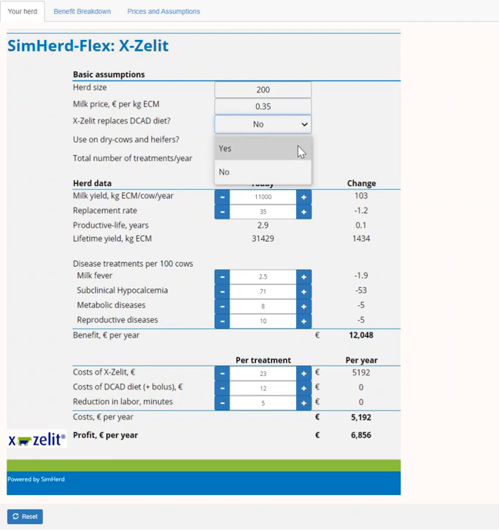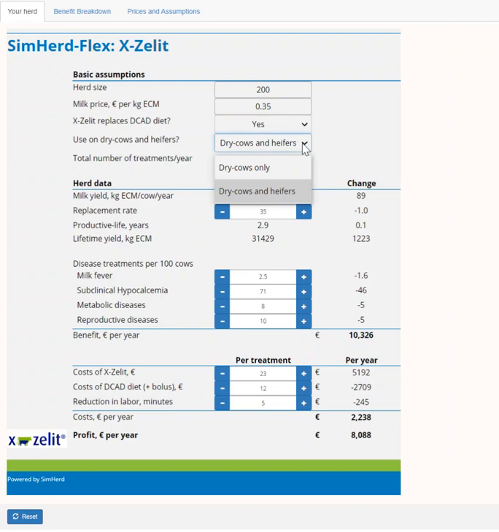Yes or no? It's a relevant question because a DCAT diet also has a reducing effect on milk fever and hypocalcemia. So if we replace a DCAT diet, if we take it away, we lose that effect. We should include that in the model.